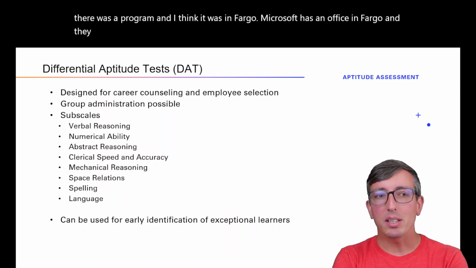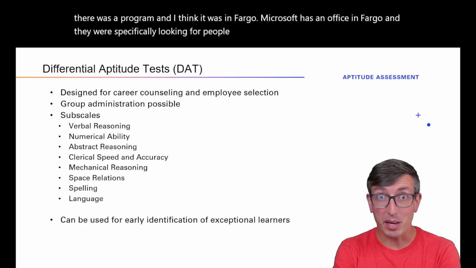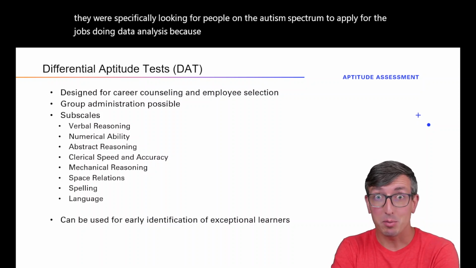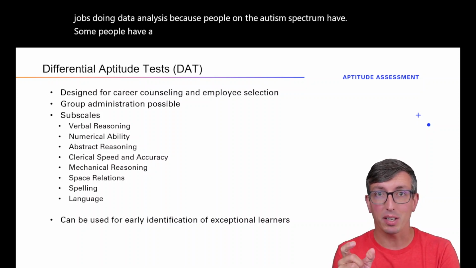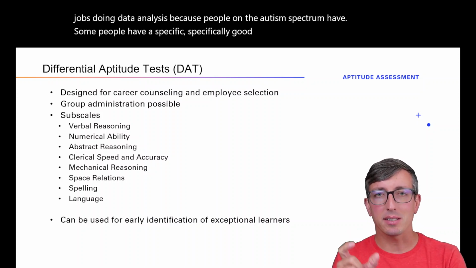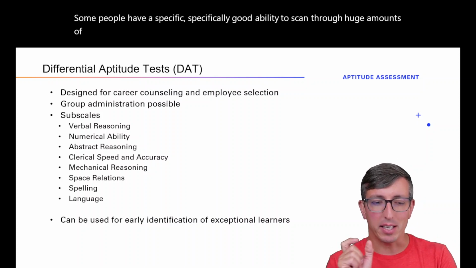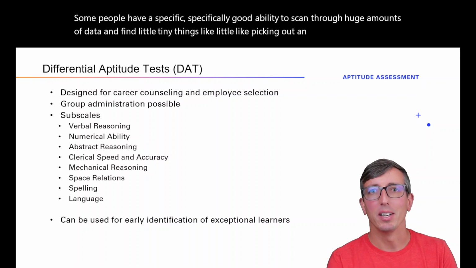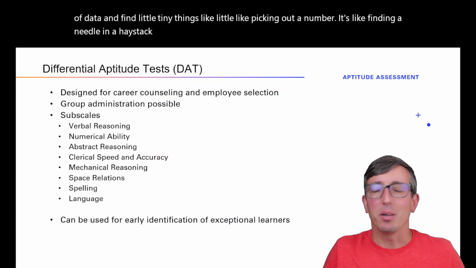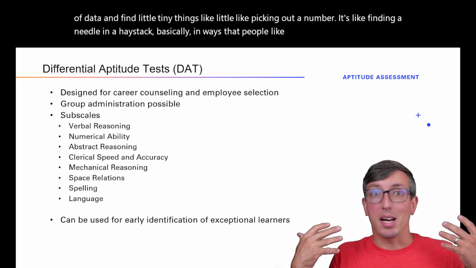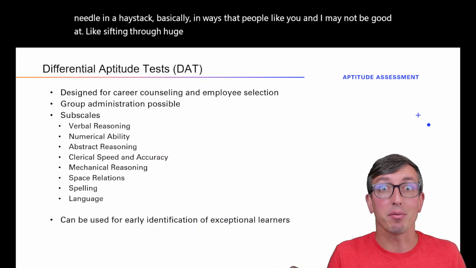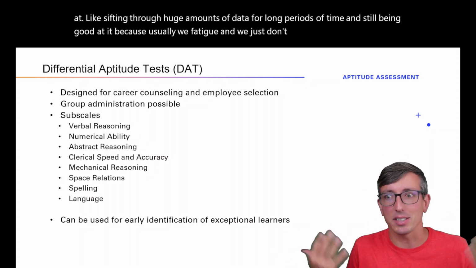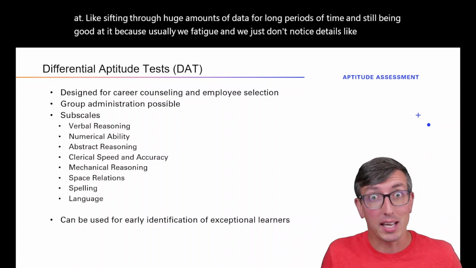And they were specifically looking for people on the autism spectrum to apply for the jobs doing data analysis, because some people on the autism spectrum have a specifically good ability to scan through huge amounts of data and find little tiny things, like picking out a number. It's like finding a needle in a haystack, basically, in ways that people like you and I may not be good at, like sifting through huge amounts of data for long periods of time and still being good at it, because usually we fatigue and we just don't notice details like people on the spectrum can.